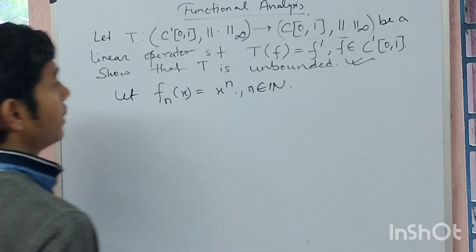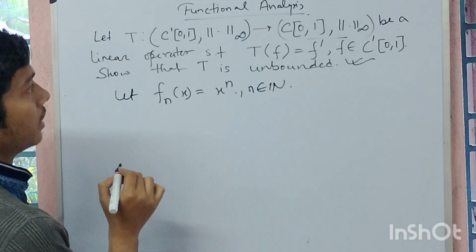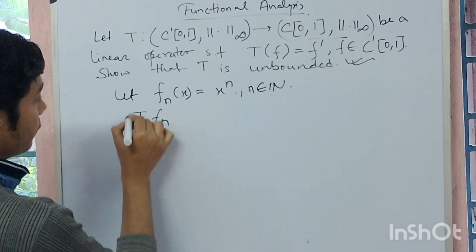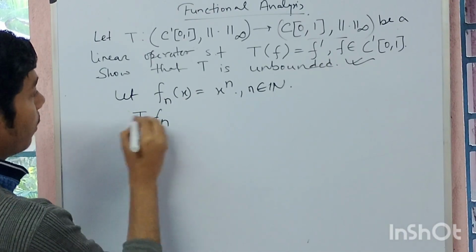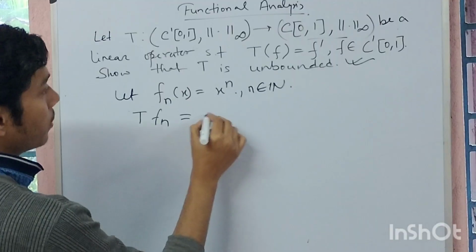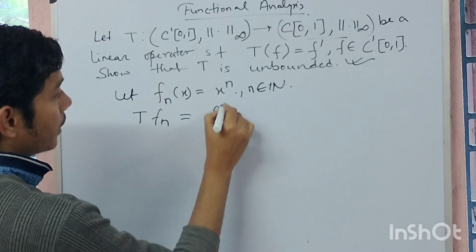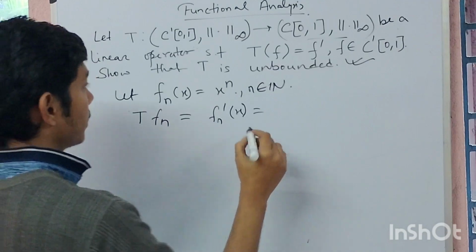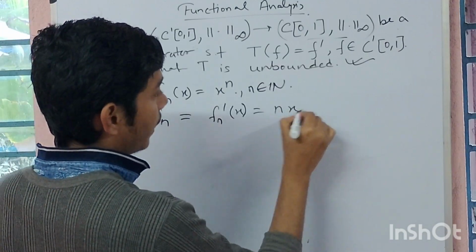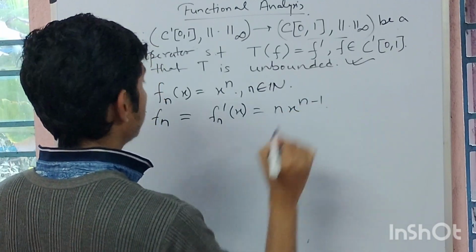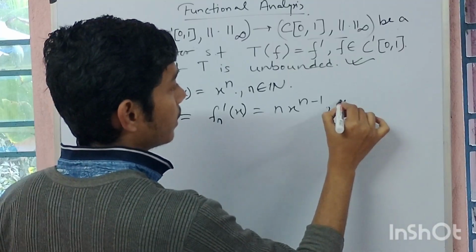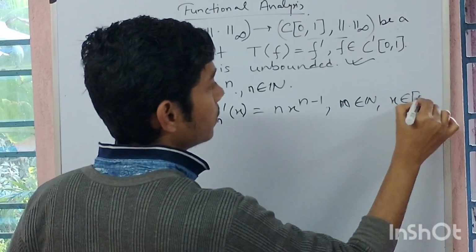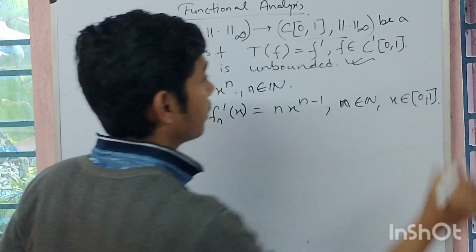Okay. Then what will be the T of f_n? That will be f_n'(x). It is n x to the power n minus 1, where n belongs to the natural numbers and x belongs to [0,1]. Fine.